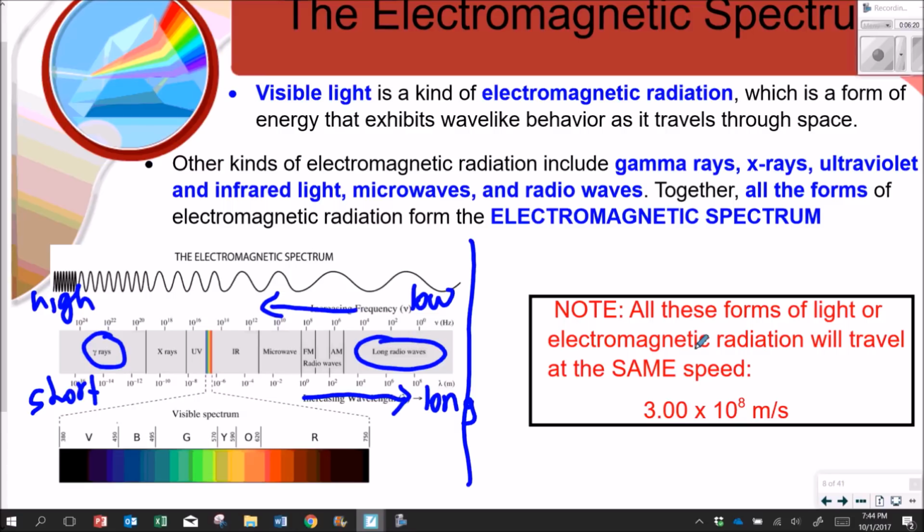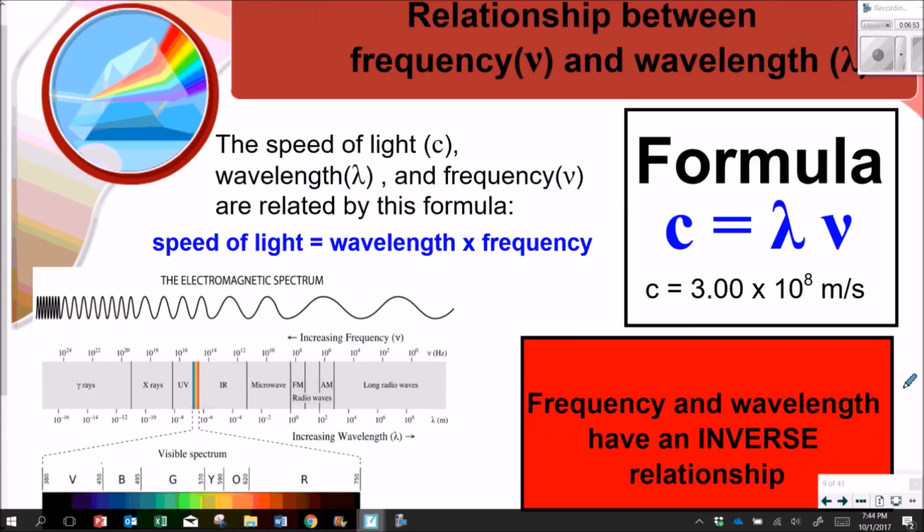Note also that all these forms of electromagnetic radiation will travel at exactly the same speed, which is the speed of light, 3.00 times 10 to the 8 meters per second. The speed of light, c, the wavelength, and the frequency are related by the formula: speed of light equals wavelength times frequency, or c equals lambda times v. The frequency and the wavelength have an inverse relationship, as we discussed in the previous slide.